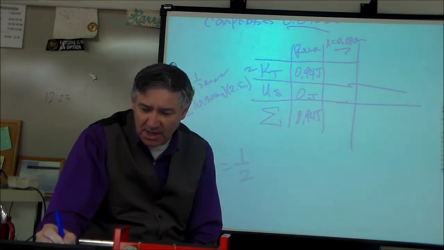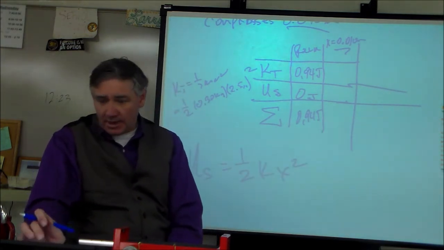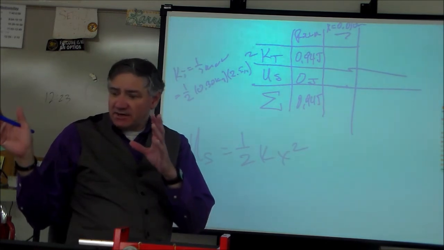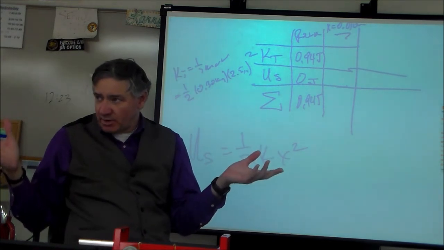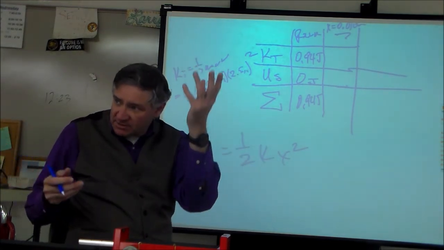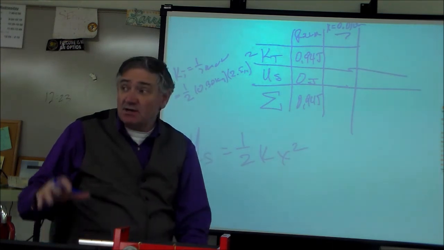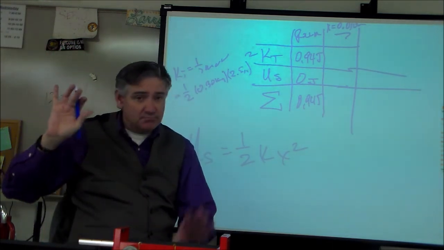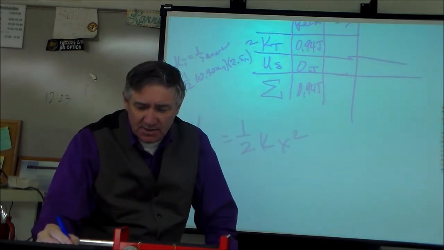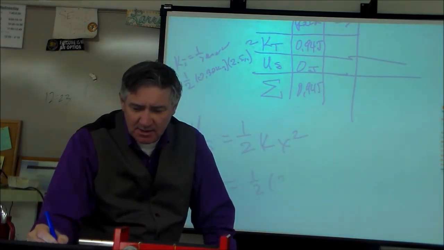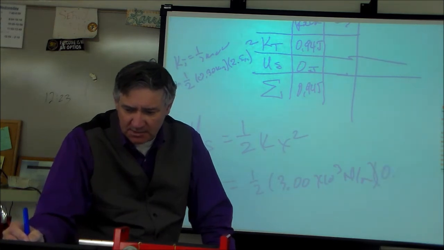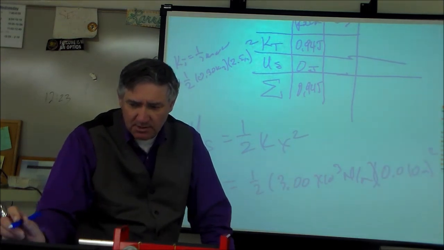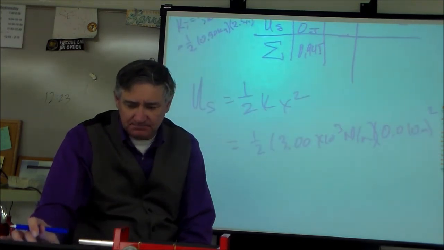So Us equals 1/2 k x squared, right? It doesn't make any difference if you compress a spring or if you stretch a spring. It's still the exact same equation. You're still storing energy, either by making it expand or by compressing it. So in this situation, somebody take 1/2 times 3.00 times 10 to the third newtons per meter times 0.01 meters squared. Let me know what you get.